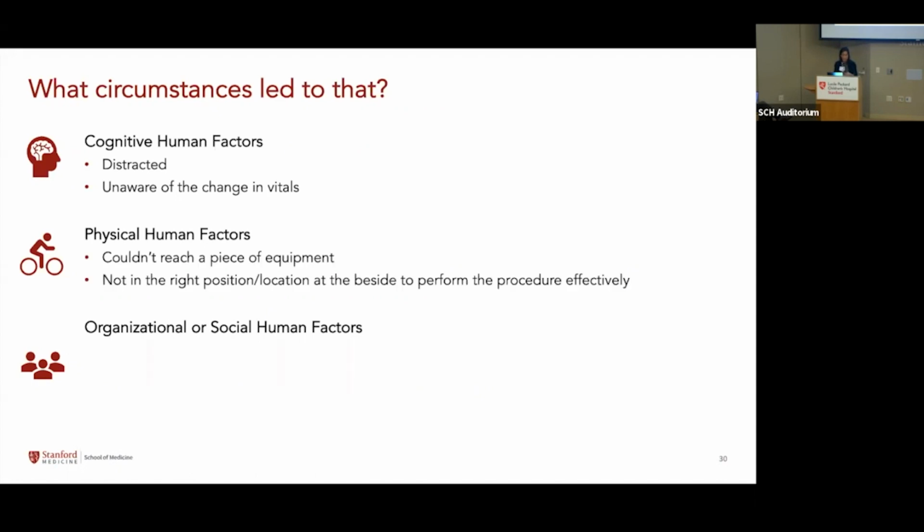From a physical perspective, maybe it was, I knew what I needed to do, but I couldn't reach a particular piece of equipment, or I wasn't in the right position to perform that procedure effectively, or I wasn't in the right location at the patient's bedside to be the one to do that.